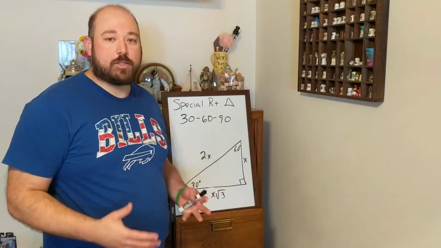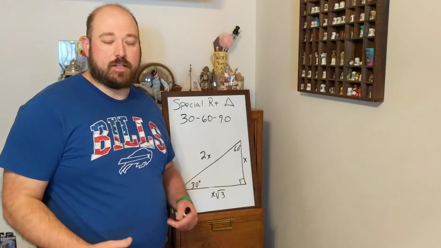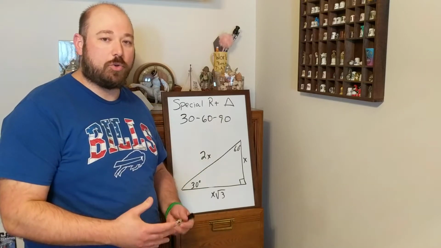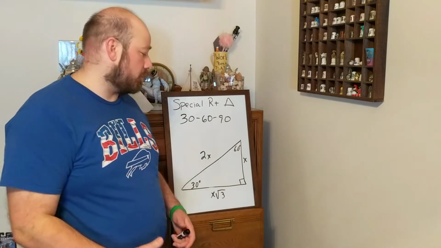Okay, we're going to be talking about special right triangles. We're going to start out by talking about the 30, 60, 90. These triangles are going to be very instrumental when looking at trigonometry and also when looking at the unit circle.